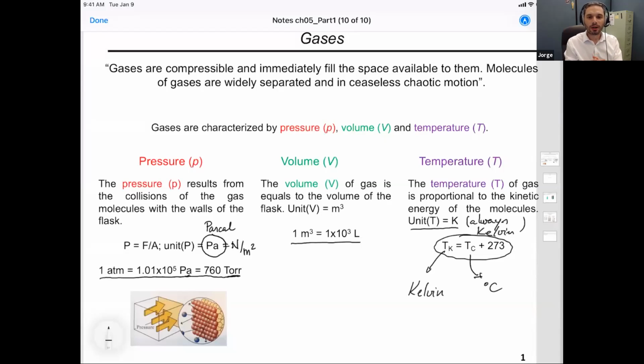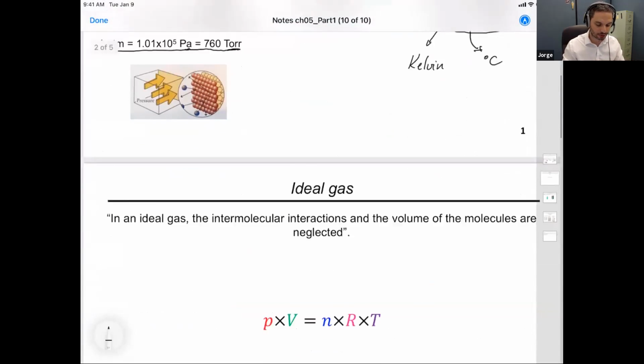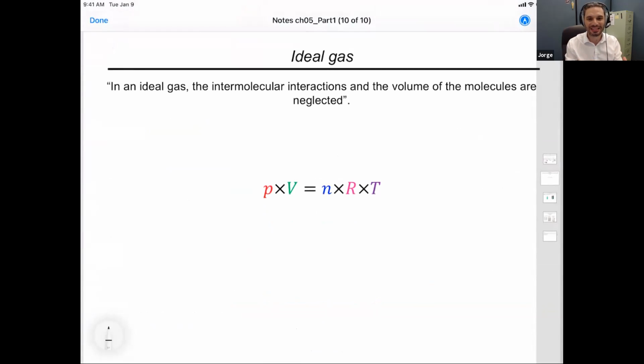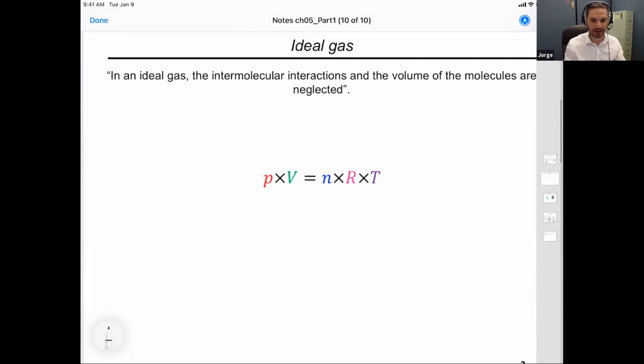Okay, so now that we know that we need to have knowledge of pressure, volume, and temperature to characterize a gas, we need to find an equation that correlates all those three things, okay? And to start studying gas, we will first talk about an ideal model, and that's called ideal gas.